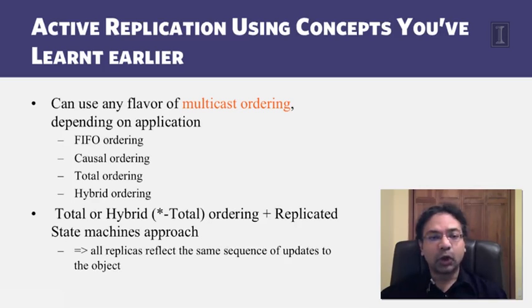So if you use total or hybrid ordering, so some form of total ordering, along with the replicated state machines, essentially it means that all the replicas are going to receive the same series of operations in the same order. And that means the series of states that they transition through and the series of outputs that they will output will all be identical at all the replicas. They may not happen at the same instant of physical time at all the replicas, but at least the ordering is the same.